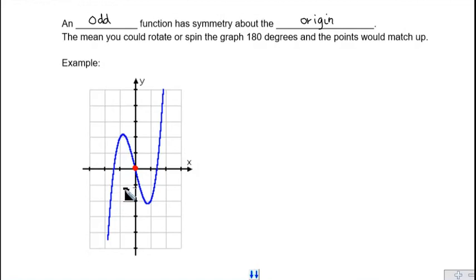Another way that you can test this is you can draw a diagonal, and if I was to draw a diagonal, then this point would match up perfectly with this point. And what you would notice is that it would be its exact opposite. If both of these coordinates were positive, it would be the same exact number, but both of these would be negative.